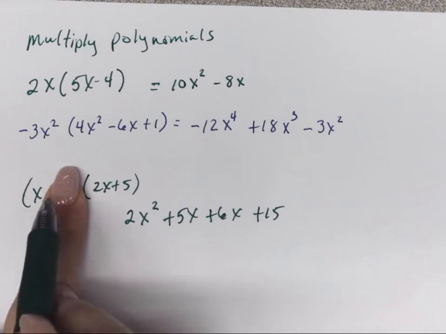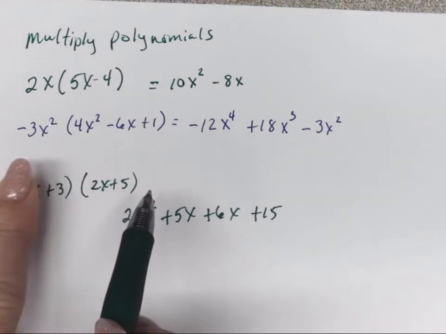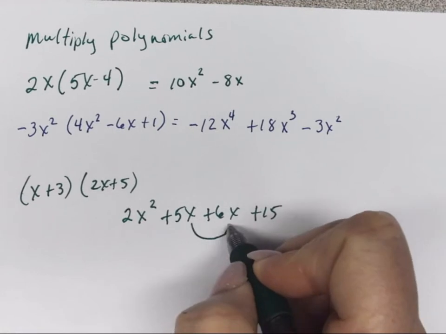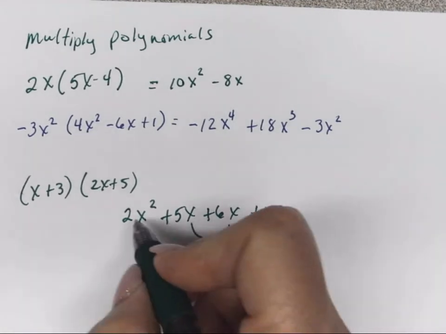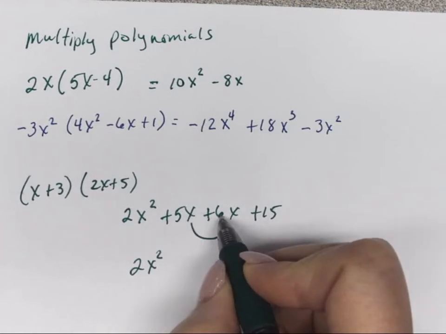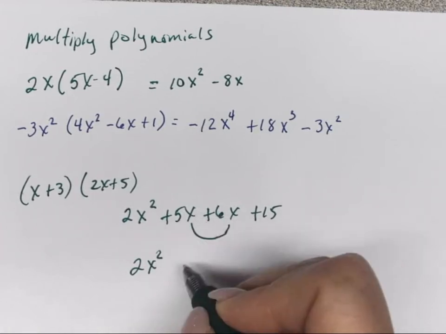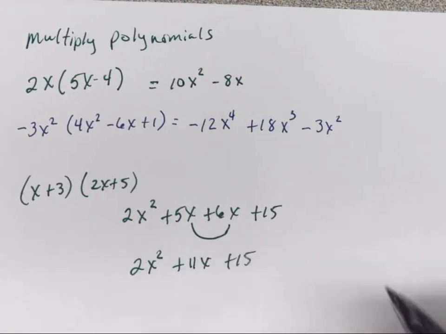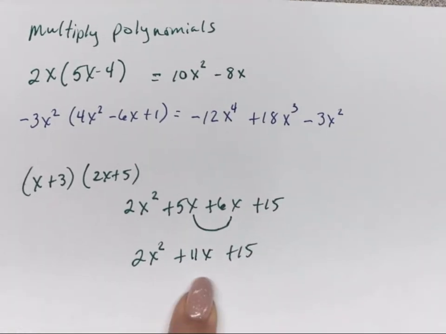So you FOILed, but without thinking. What do I do first? Just take one, multiply it by both, take the other, multiply it by both. And then combine those middle terms, which will usually be in the middle. So we have 2x squared, 5x plus 6x, you're just adding. 5 plus 6 will get us 11x, and then plus the 15. So this would be your final answer.